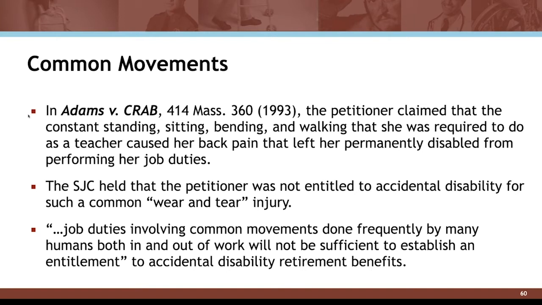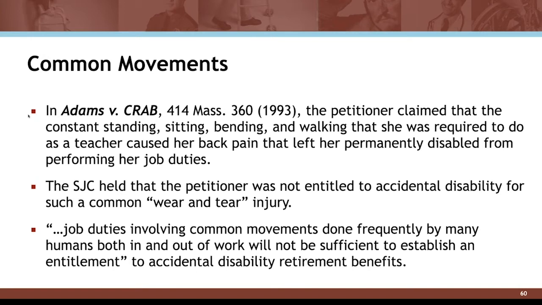Another reason why we have to remand at times involves common movements. Okay. In the Adams case, which was an SJC case from 1993, the petitioner was a teacher. Right? She claimed that the constant standing, sitting, bending, and walking that she was required to do as a teacher left her permanently disabled from performing her job duties. The SJC held that she was not entitled to accidental disability retirement for such common wear and tear injuries.